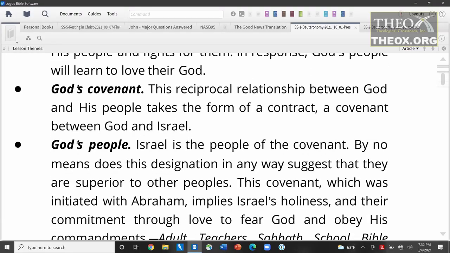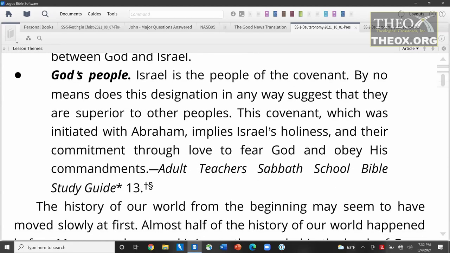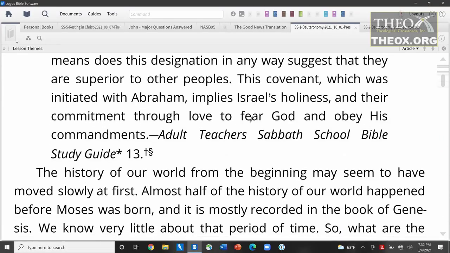This reciprocal relationship between God and his people takes the form of a contract, a covenant between God and Israel, God's people. Israel is the people of the covenant. By no means does this designation in any way suggest that they are superior to other peoples. This covenant, which was initiated with Abraham, implies Israel's holiness and their commitment through love to fear God and obey his commandments. From the Bible Study Guide, page 13.